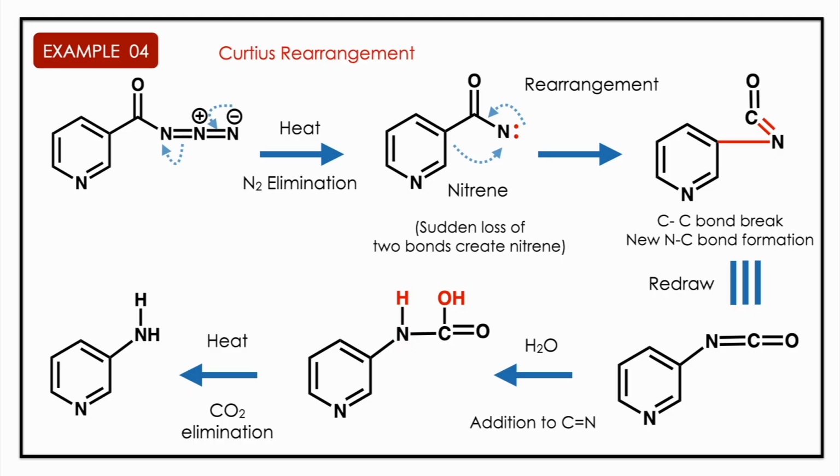So N2 leaves, leading to the nitrene formation. Sudden loss of two bonds creates the nitrene on the same nitrogen. The nitrene is unstable like a radical, so it has to be quenched. So the pyridine ring moves. You have isocyanate. If you redraw nicely, you can clearly see isocyanate formation. Then H2O adds. You have H and OH addition in the NC bond. Then heating leads to the amine formation.